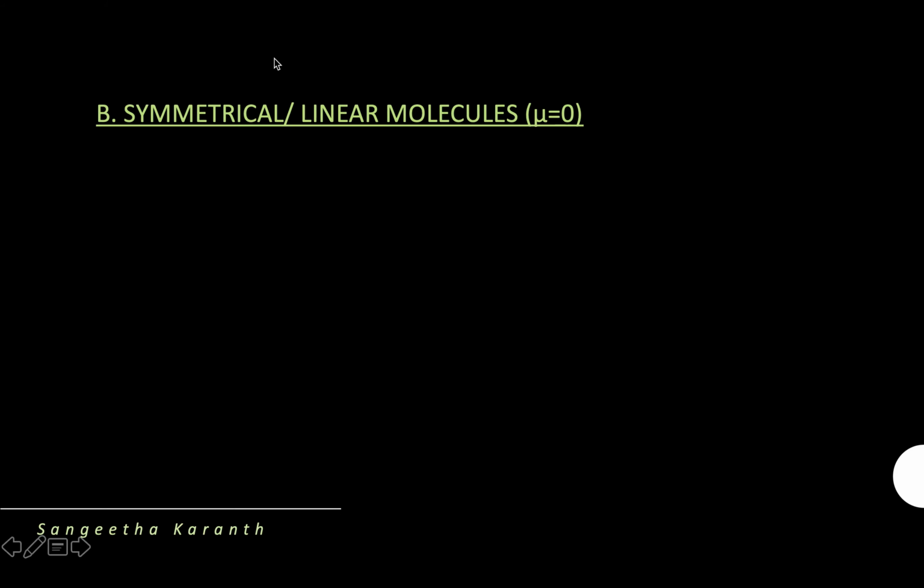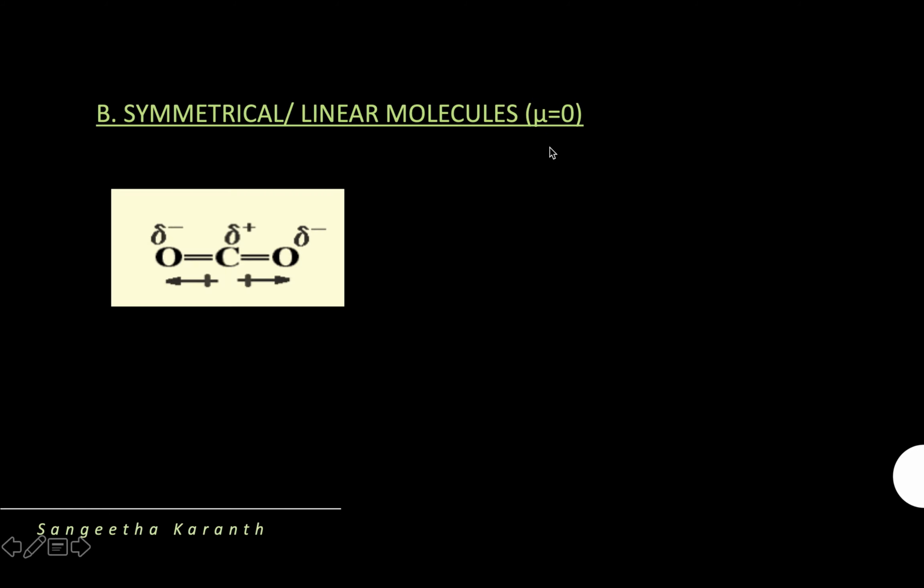Next, coming on to symmetrical or linear molecules. In both these cases, if the molecule is symmetrical in nature or if the molecule is linear, then the dipole moment will be equal to 0. So let us consider the example of carbon dioxide. Here carbon has two oxygens bonded by means of double bonds and it has a linear shape.